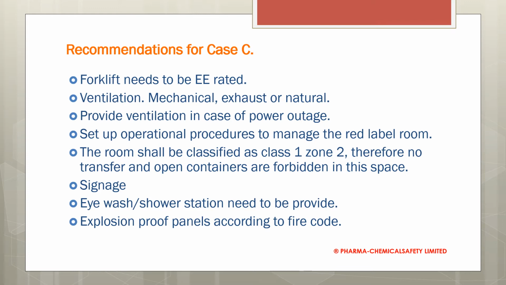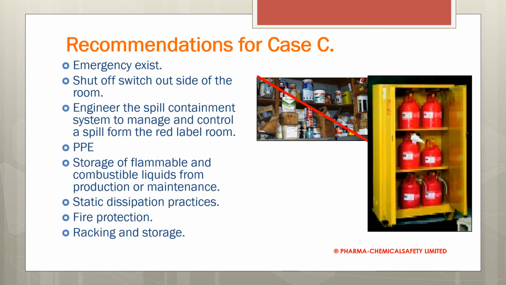Set up operational procedures to manage the red label room. The room shall be classified as class 1 zone 2, therefore transfer and open containers are forbidden in this space. So that means we're not allowed. Signage, eye wash, and shower station need to be provided, and explosion-proof panels according to the fire code. Emergency exit, shut off switch outside of the room. Engineer the spill containment system to manage and control a spill from the red label room.